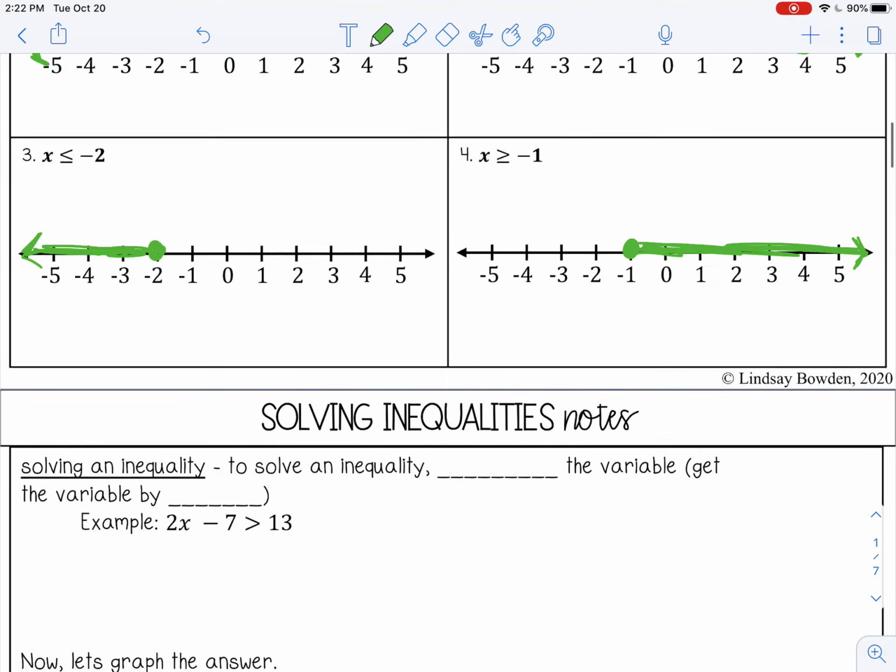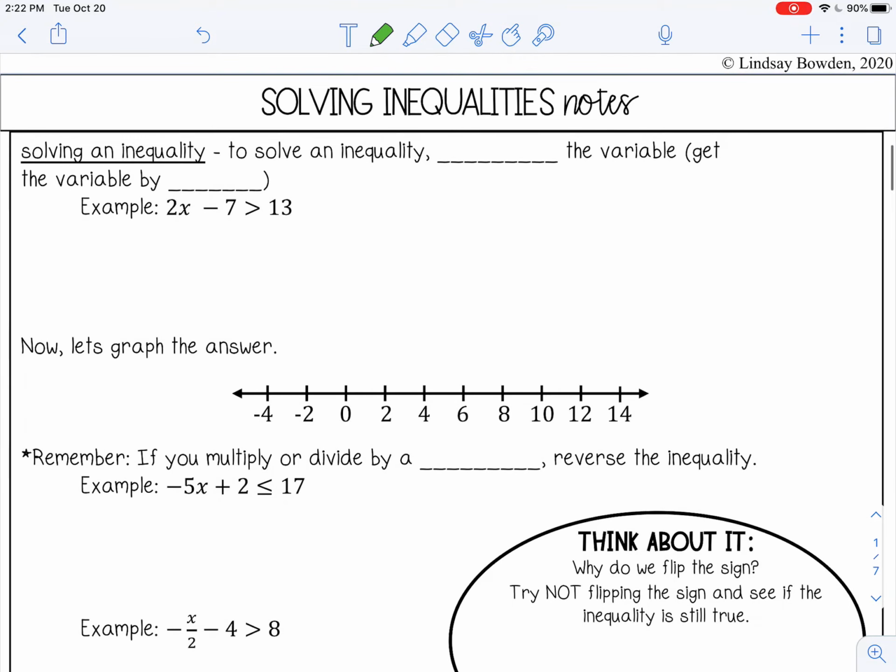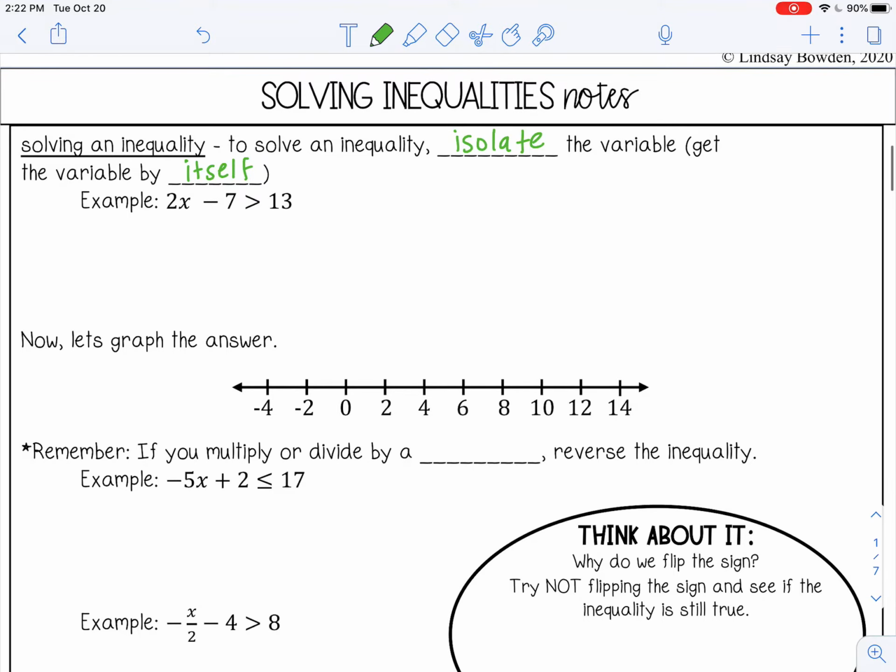All right, let's go ahead and move on to solving inequalities. So to solve an inequality, we are going to isolate the variable, which means to get the variable by itself. So it's very similar to solving an equation. So first of all, I'm going to add 7 to both sides. Oops, that's 20, not 13. And then divide by 2. So my answer is x is greater than 10.